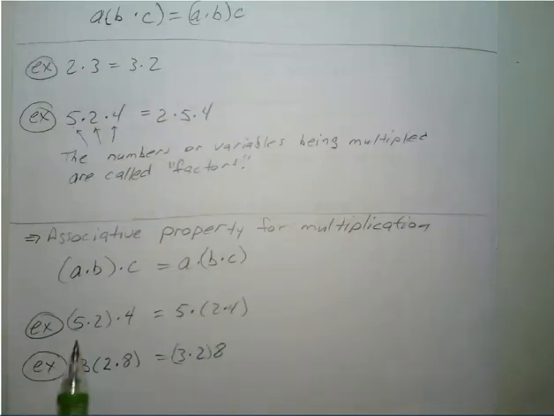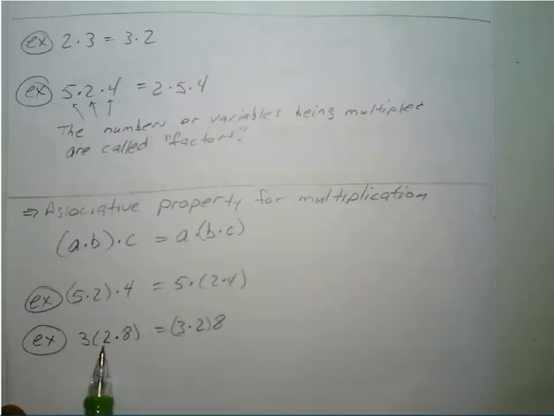Okay. So in this case, 5 times 2 in parentheses. If you multiply 5 times 2, you get 10, and 10 times 4 is 40. In this case, if you multiply the 2 times 4, you get 8, and 8 times 5 will give you 40. So you get the same answer either way.